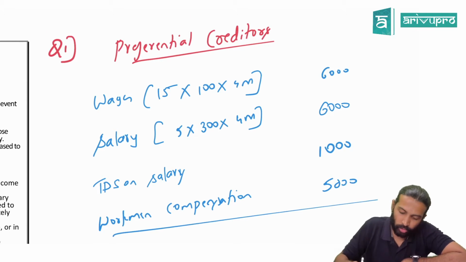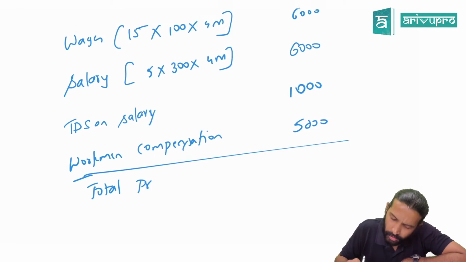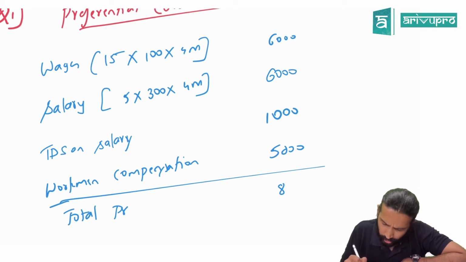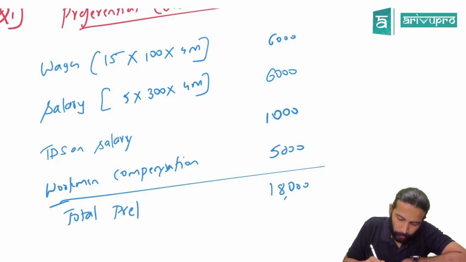So add all this, sir. What is the total value of preferential creditors? How much? 18,000. Okay, 18,000. Total preferential creditors.